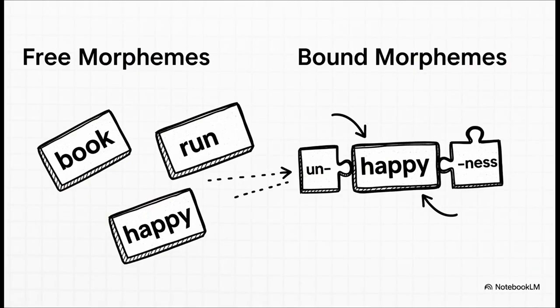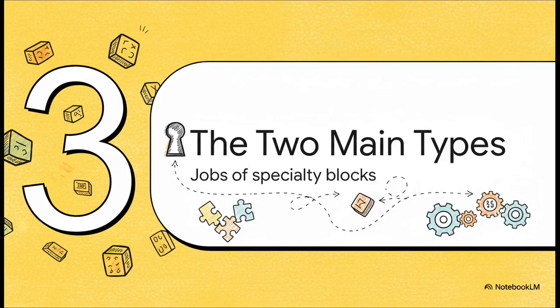It's actually pretty intuitive when you think about it. Words like book, run, or happy are totally fine on their own. They're free. But little pieces like the prefix un or the suffix ness are bound. They need a word like happy to stick to. But we can get even more specific. Let's zoom in on those clingy bound morphemes. It turns out they aren't all the same either. They have 2 very distinct, very special jobs they can perform.